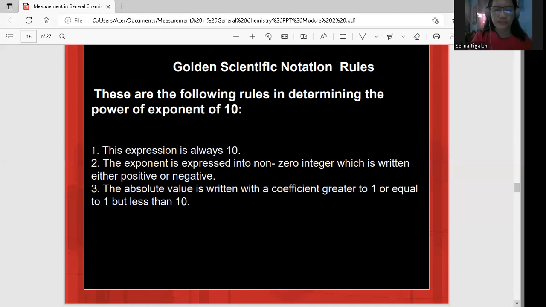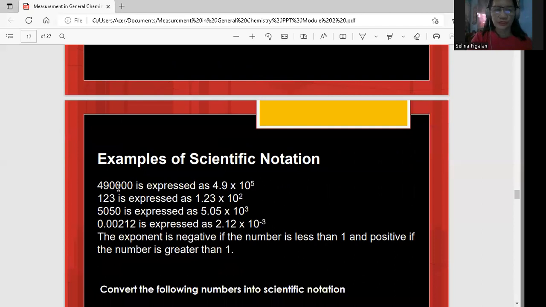Okay, next, the examples here. This one is 49 followed by four zeros. Let's imagine that the decimal point is at the end of the last zero. Since we are going to make it scientific notation, it must be less than 10, so the decimal goes in the middle, which is 4.9. How many steps did we take going to the left? 1, 2, 3, 4, and 5. That is the reason why it is positive 5.